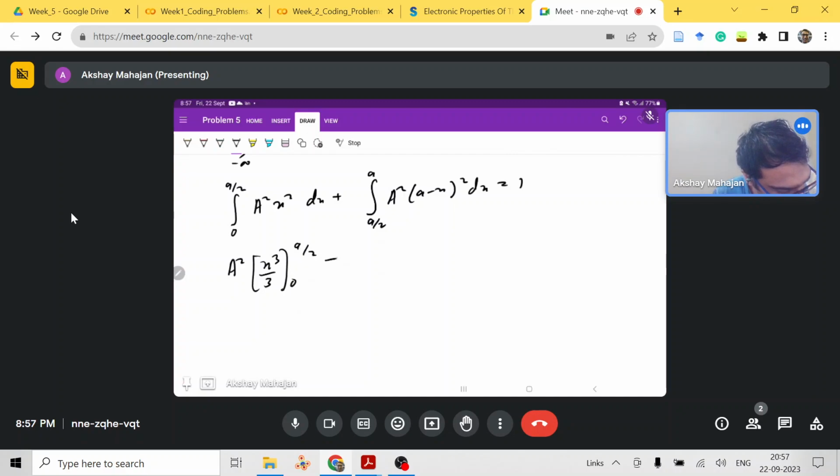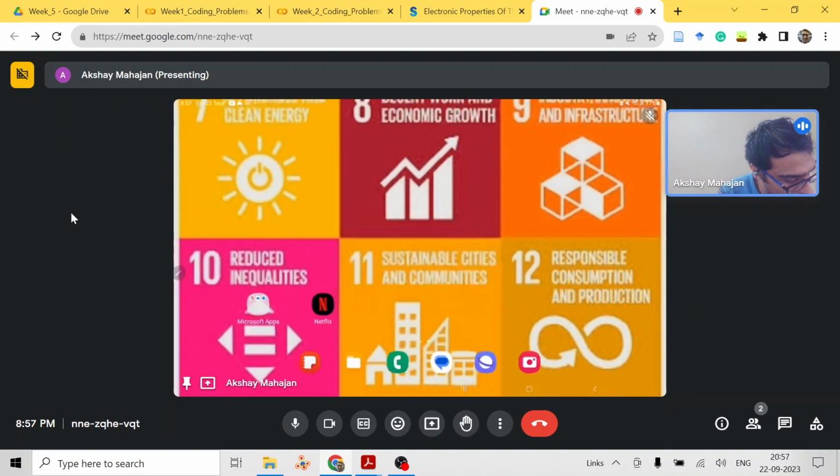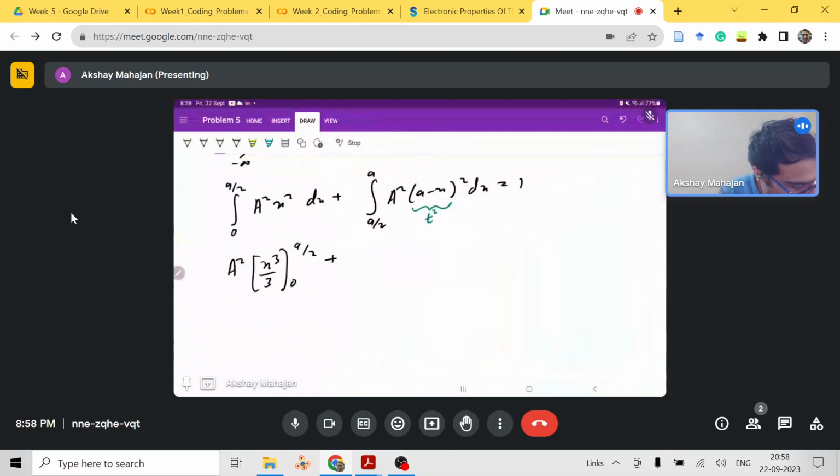Now for the first integral I can simply get x cubed by 3 from 0 to a by 2, and for the second integral I will consider a minus x as t. So it will be t square. For this integral, let a minus x equal t, which will give dx equals minus of dt, and x equals a minus t.